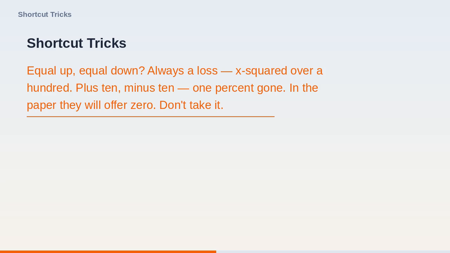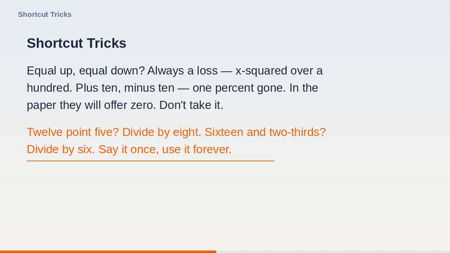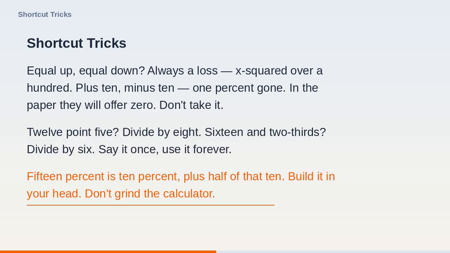Hey, before practice, let's log 4 shortcuts you can actually use under time pressure. Trick 1. Equal up, equal down. Always a loss. X squared over 100. Plus 10 minus 10, 1% gone. In the paper they will offer 0. Don't take it. Trick 2, 12.5? Divide by 8. 16 and 2/3? Divide by 6. Say it once, use it forever.